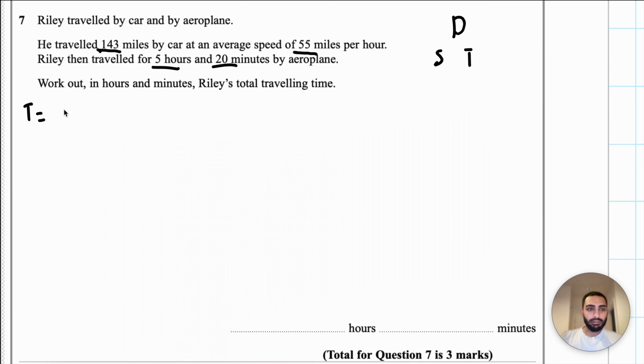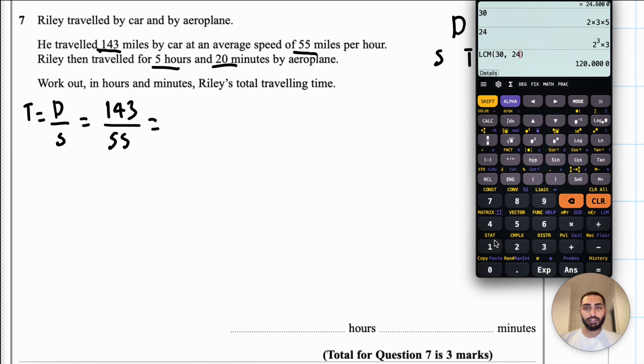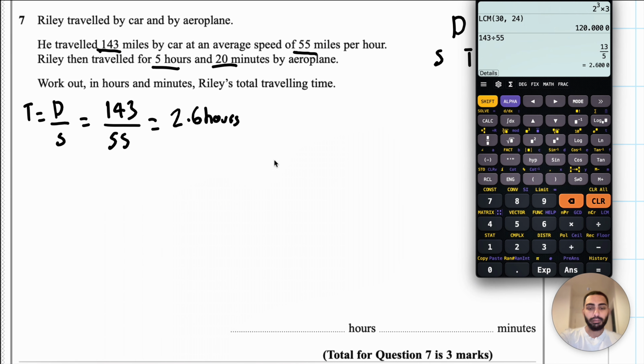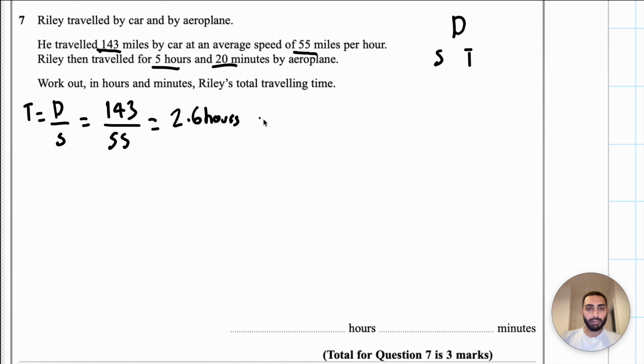So we're doing distance divided by speed. And here the distance is 143. That's been divided by 55. And remember, this is going to give us an answer in hours. So 143 divided by 55, which is 2.6. So it's 2.6 hours. To convert this into minutes, we just multiply it by 60. That's 156 minutes.